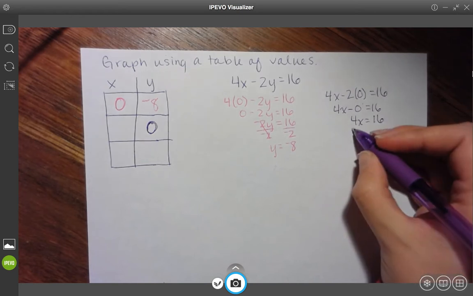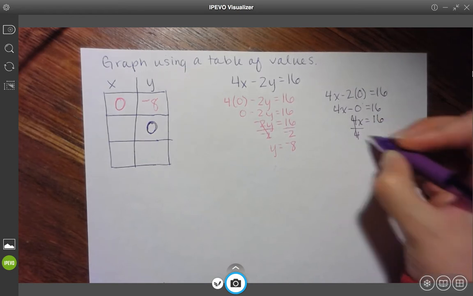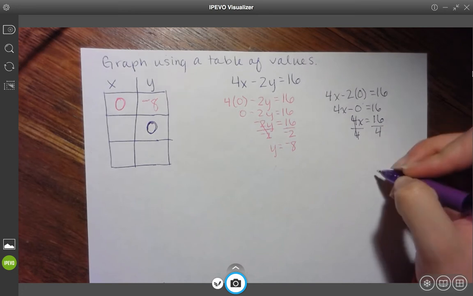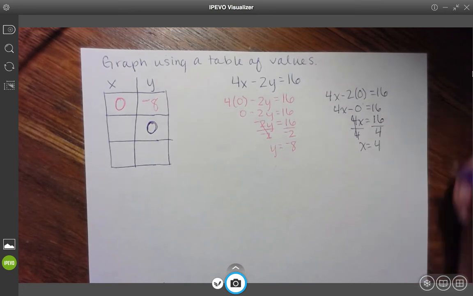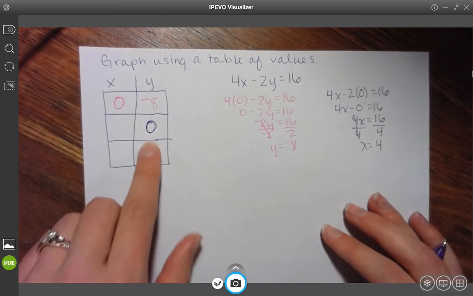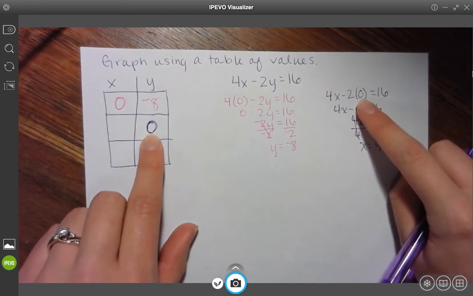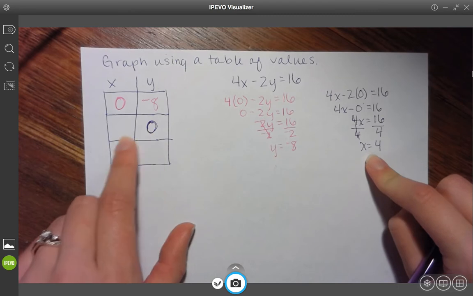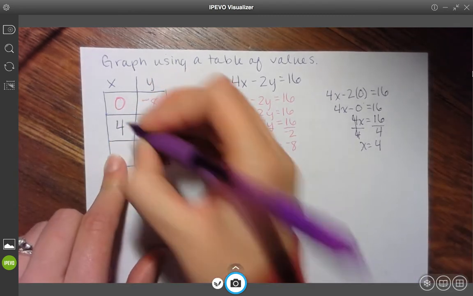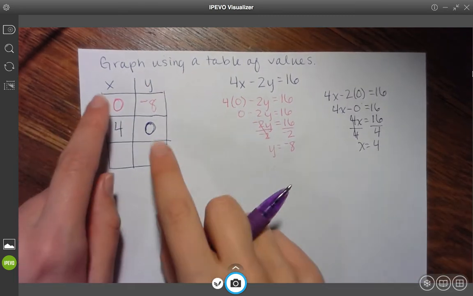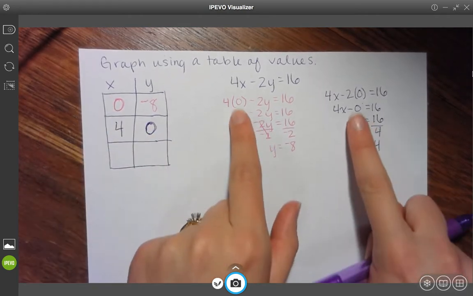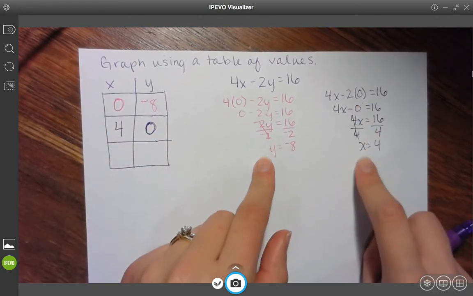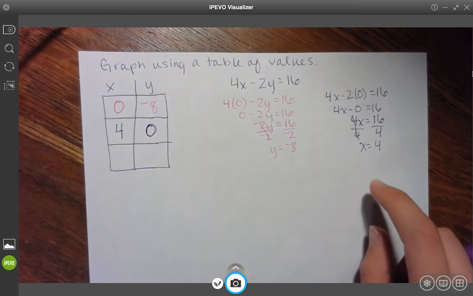And now I divide by 4 to cancel out there. That means I divide by 4 here, and I got x equals 16 divided by 4 is 4. So when I put y is 0, I get x is 4. So I put 4 there. All right, that's why we start with the zeros. So 0 for x, 0 for y, because it works out really nicely almost every single time, okay?